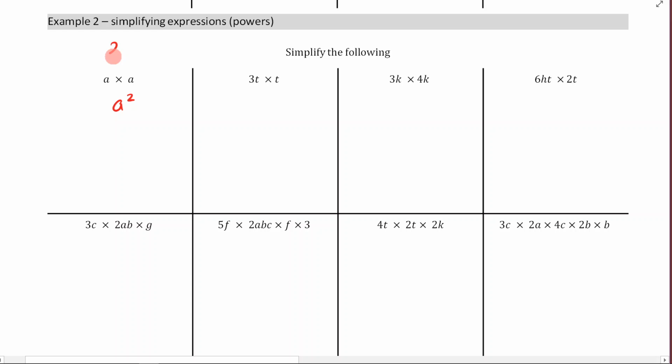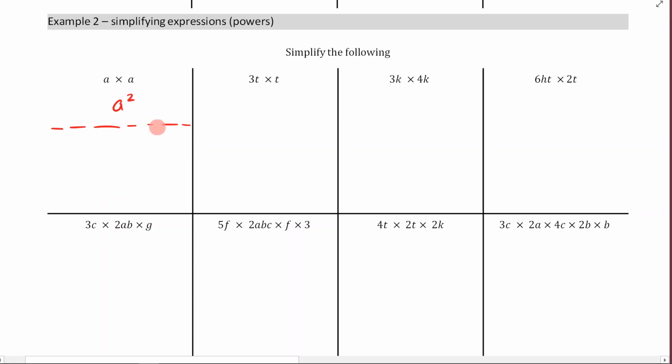Remember, if I had 2 times 2, that's equal to 2 squared. That's what it means, and that's equal to 4 in this case. So whenever you've got the same pronumeral multiplied by each other, it's just that pronumeral raised to the power of 2. Now, I want to make a quick note here because there's a mistake that people often make.